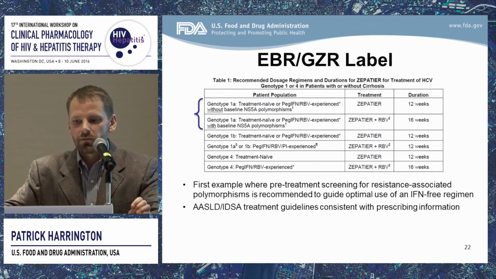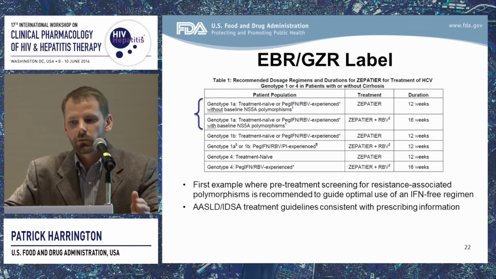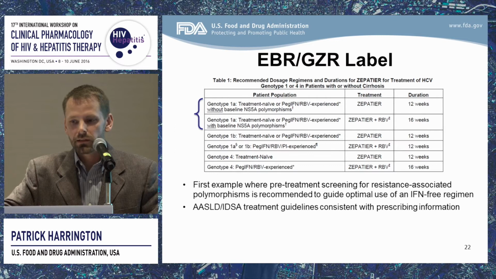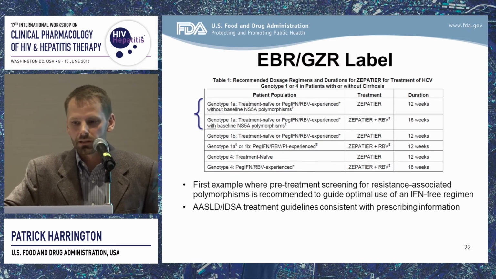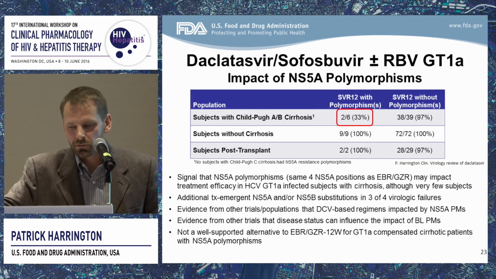Now, this represented the first example where pre-treatment screening for resistance-associated polymorphisms is strongly recommended to guide the optimal use of an interferon-free regimen. And soon after the approval of this regimen, the treatment guidelines were updated, and they were actually quite consistent with the prescribing information. So we felt that we had a pretty good data-driven approach towards handling this issue, and a reasonable approach that can be used in clinical practice. And then we saw these data with the Daclatasvir Sofosbuvir data.